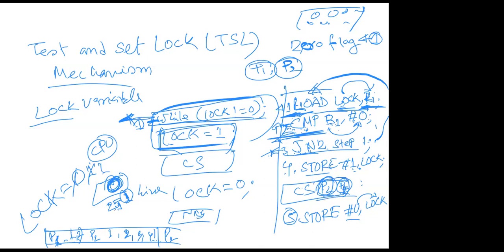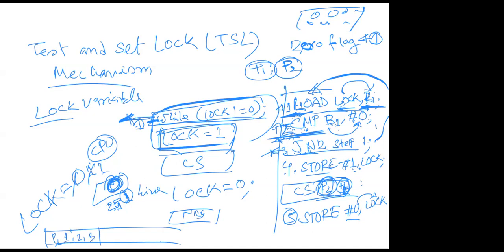Both processes can enter the critical section if a process is preempted after executing the second instruction. Let's check another case. If it is preempted after the third instruction, what happens? P1 executes lines 1, 2, and 3, and then gets preempted.